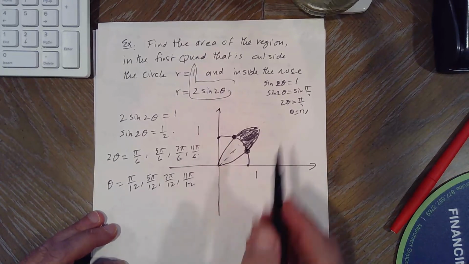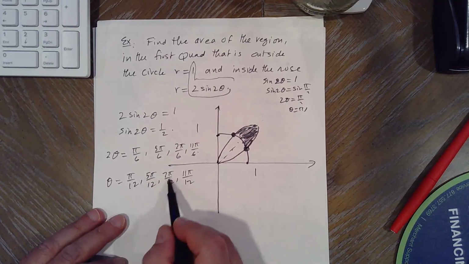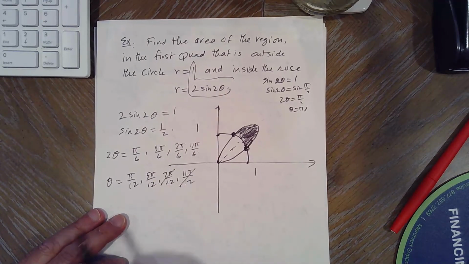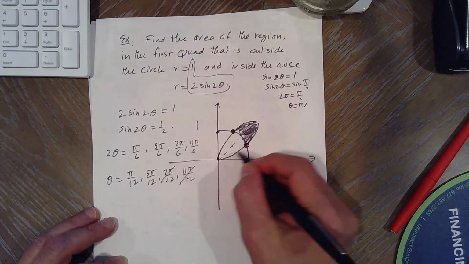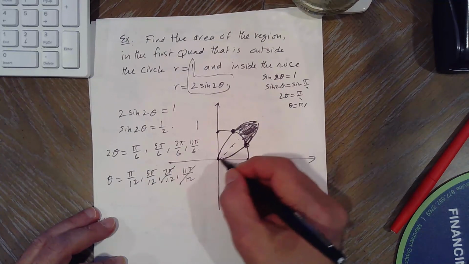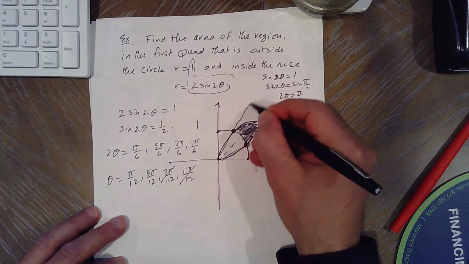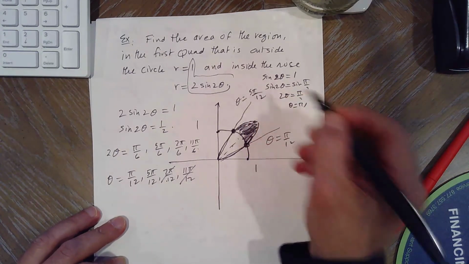But we are only looking at the first quadrant. As is obvious, there are only 2 of them; the others are more than pi over 2. So this is theta equals pi over 12, and this is theta equals 5 pi over 12. So we can get the integral.